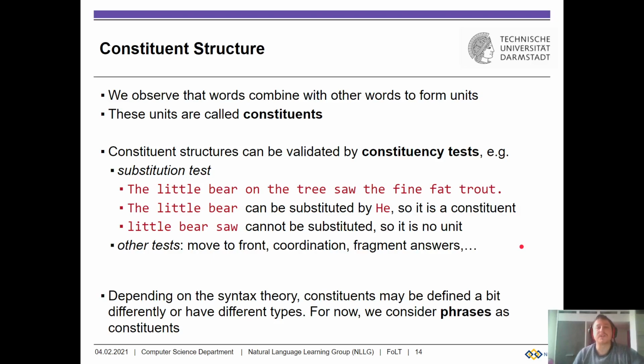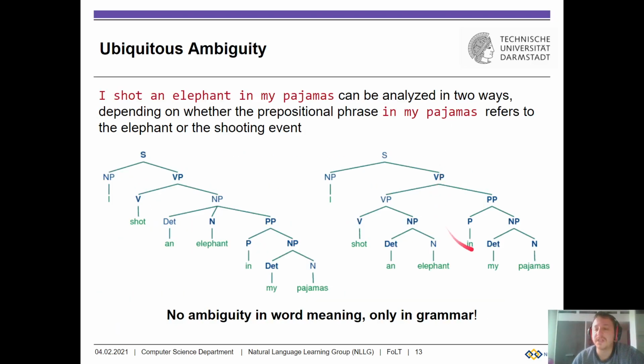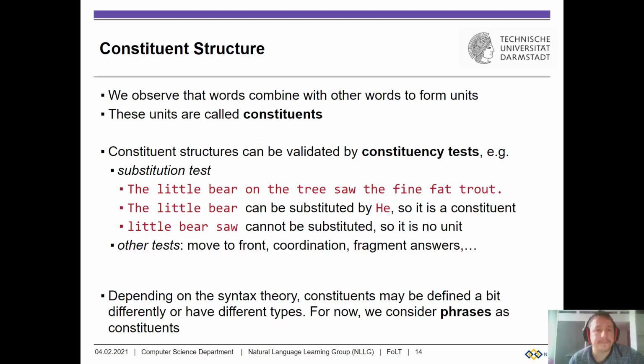Good. So what we see from those two grammars here is that words combine with other words to form units. So that's what you see here. Those two words combine to form a unit. And then those three words here, so then we have a unit here and another word, and this would form another unit. Okay.